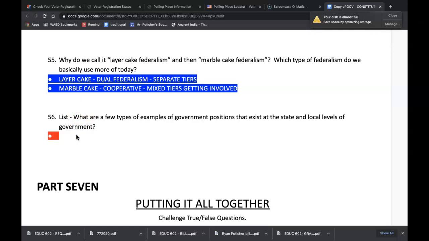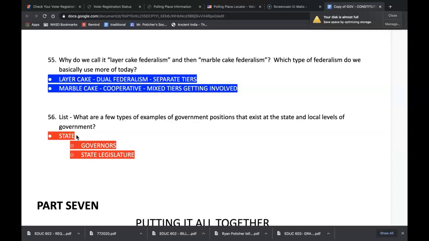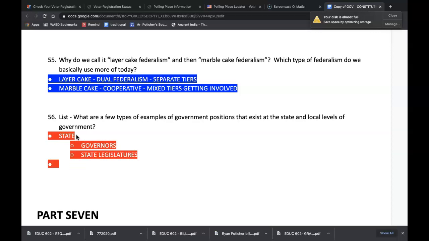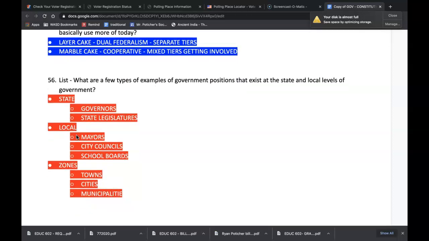And now we have the last part here. What are a few examples of government positions that exist at state and local levels? At the state level, of course, we have governors, you have state legislatures. If you want to be technical, although they serve at the national level too, you could say House members too, members of the House of Representatives. At local levels of government, of course, you have mayors, you have city councils, school boards, and some specific types of local governments as far as zones, towns, cities, you could say municipalities, boroughs, right, and townships, and so many more. But these types of entities of government show us how complex, from top down and bottom up, government truly is.